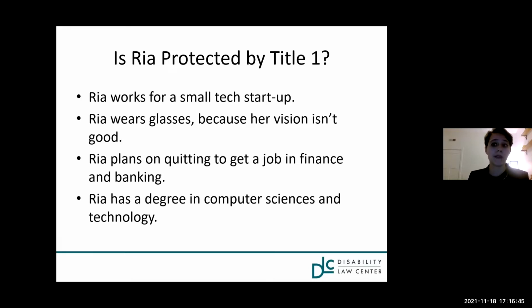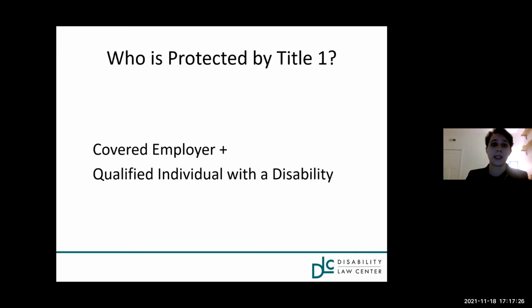But whether or not it's a covered employer, Rhea still has to meet the definition of being a qualified individual with a disability. And wearing glasses because her vision isn't 20/20 isn't going to meet that standard. So we know that she's not going to be covered by Title I of the ADA. Now, vision impairment, if it's severe enough, is covered by the ADA. But typically being simply an eyeglasses or contact lens wearer is not enough to rise to that level of counting as an individual with a disability under the ADA.